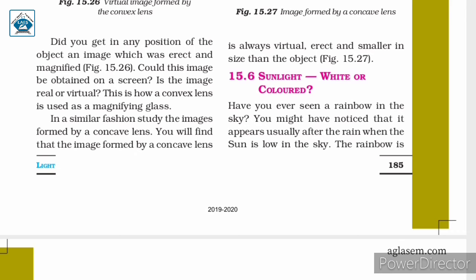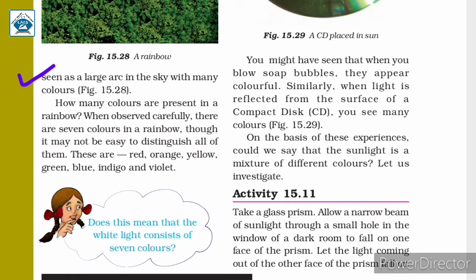The next topic we are going to discuss is sunlight, white or colored. Have you ever seen a rainbow in the sky? You might have noticed that it appears usually after the rain when the sun is low in the sky. The rainbow is seen as a large arc in the sky with many colors, as shown in figure 15.28.